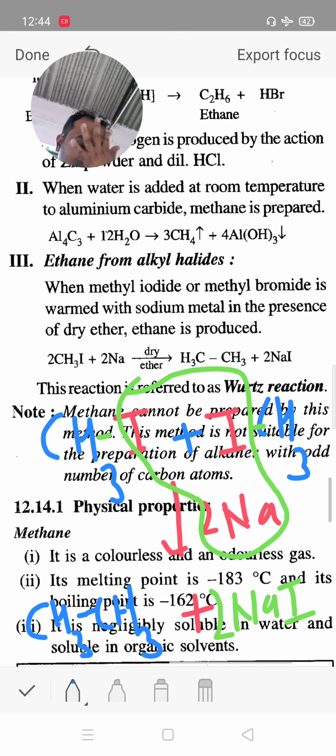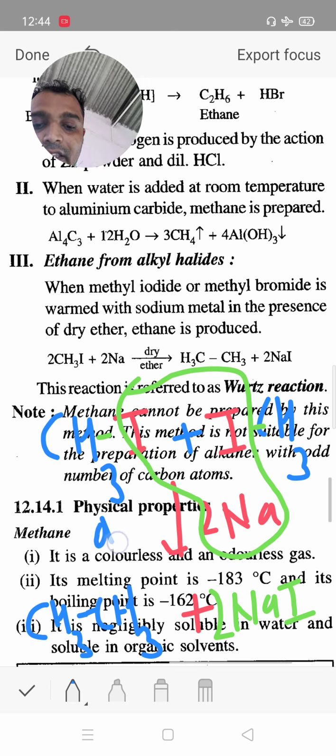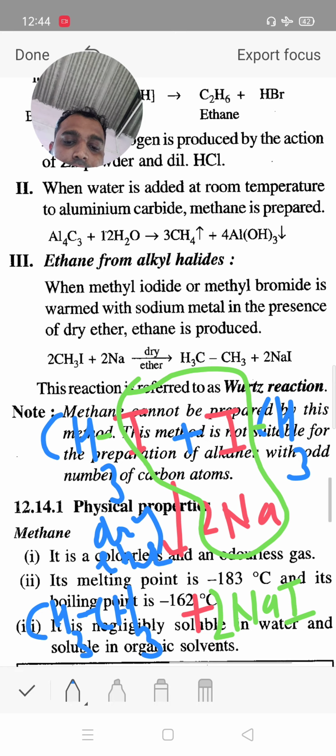Students, look at this reaction on the screen. Methyl iodide plus methyl iodide reacts with sodium metal in the presence of dry ether to give ethane.